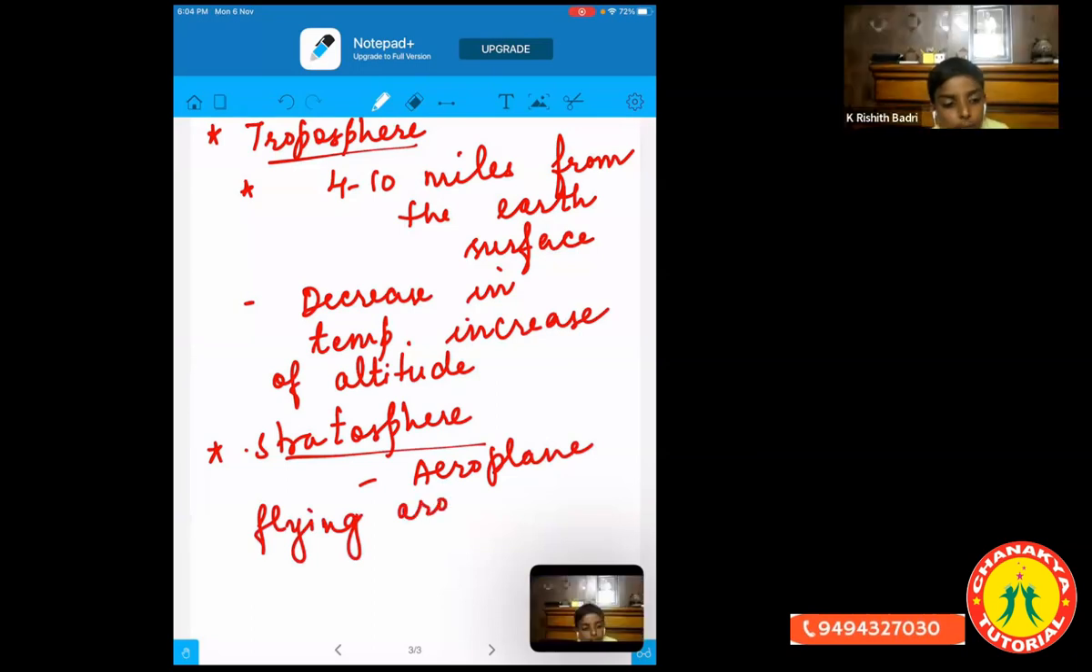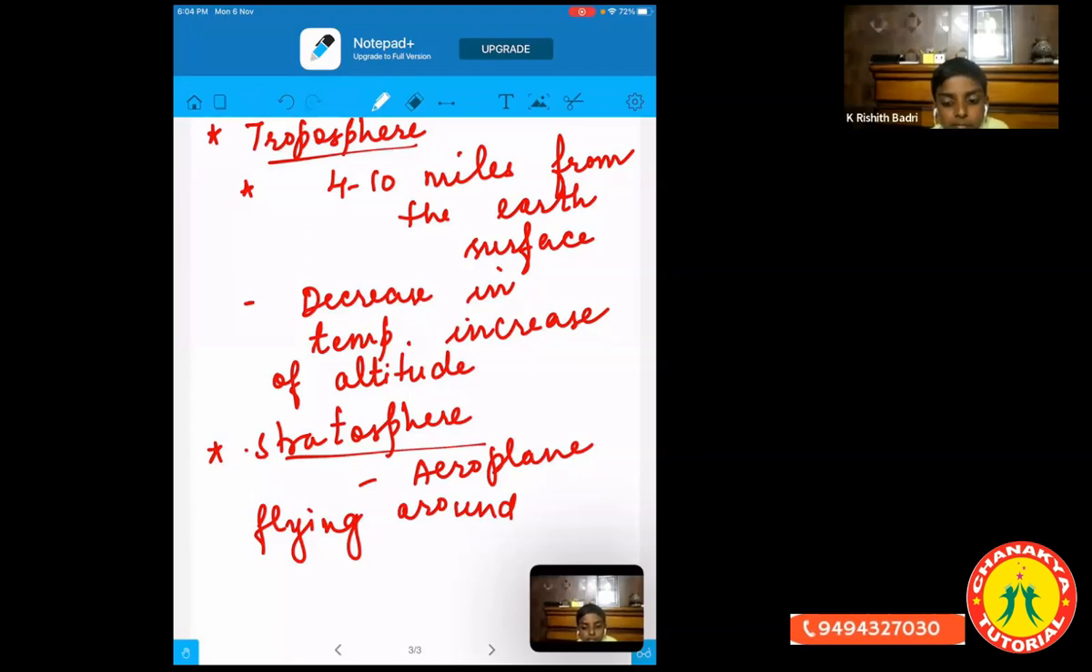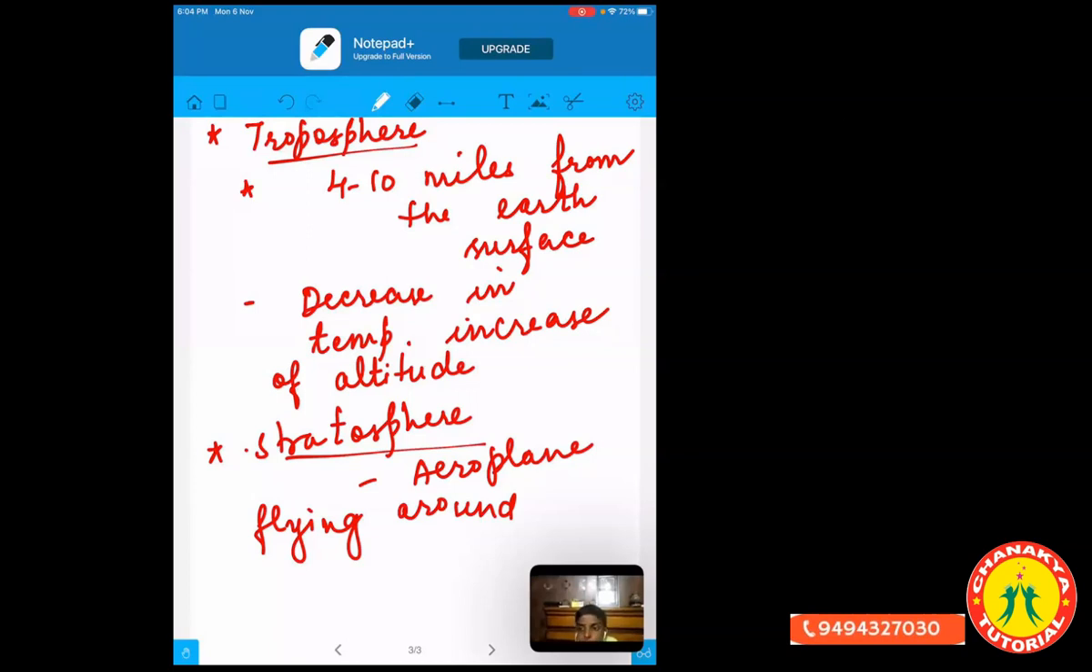What happens if an aeroplane travels in the mesosphere? It cannot travel actually, because it needs a kind of surface where it has free area. The mesosphere has other certain things also. A lot of gases are present there, because of which it cannot travel. Yes. So aeroplanes fly around there.